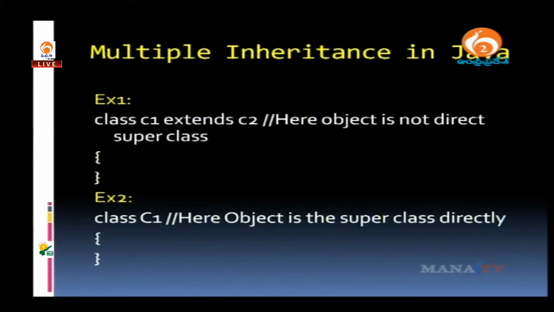Class C1 extends C2. Here Object is not the direct superclass, because we are already extending another class, C2. So C1 is not a direct subclass of Object, it is a direct subclass of C2, whereas C2 is the direct subclass of Object.